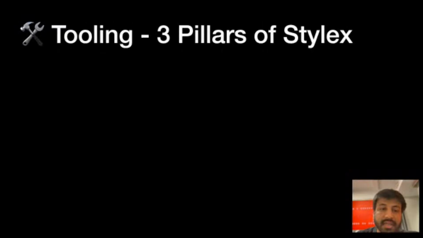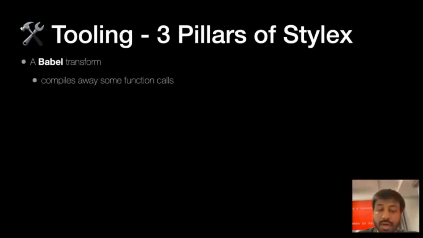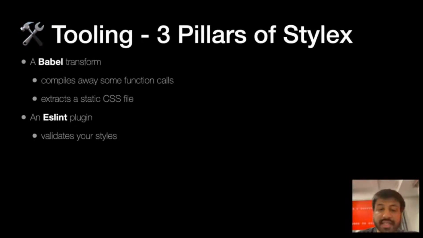Next, let's look into the tooling for Stylex. Stylex's tooling builds on top of three pillars. Firstly, there is a Babel transform that compiles away some function calls, such as stylex.create, and it helps you extract a static CSS file. Next, there is an ESLint plugin that validates your styles and detects unused styles.